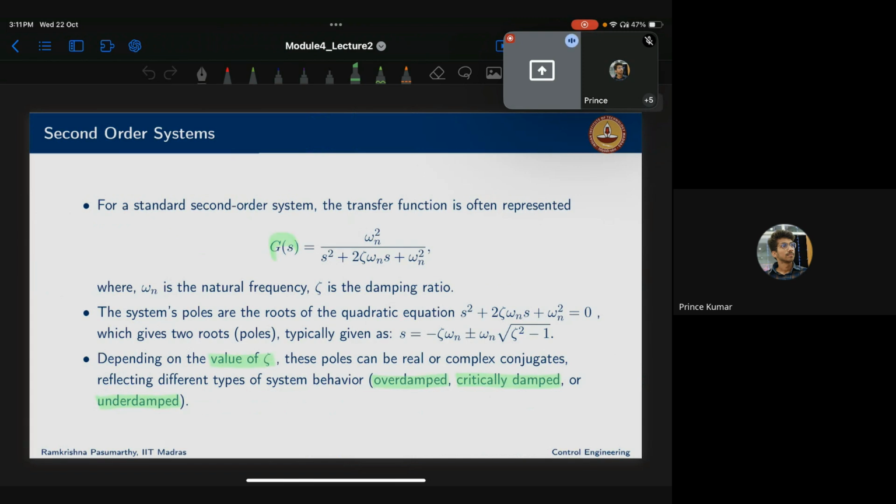So this is the general form. Like we have for a first order system 1 by tau s plus 1, for second order systems this is the general form. In this, omega n is the natural frequency and zeta is the damping ratio.